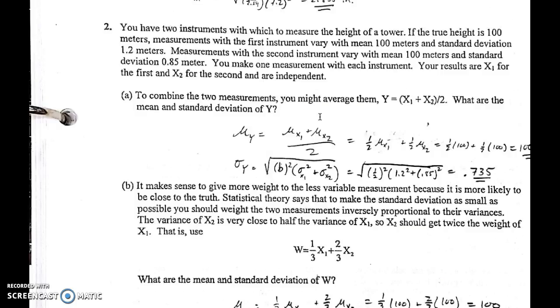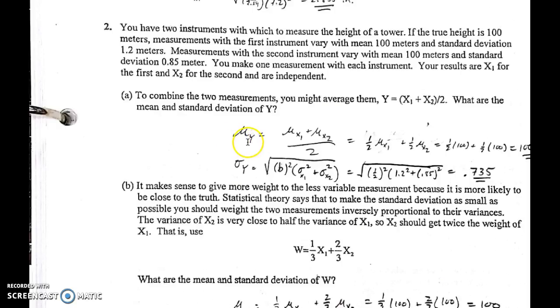So part A wants to know if we combine the 2 measurements, we could do that by averaging. And so the average that they say is x1 plus x2 over 2, and we're going to call it y, is our new calculation. They want to know the mean and standard deviation of y.